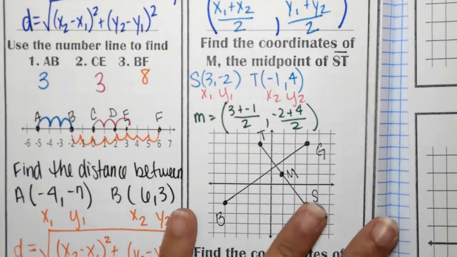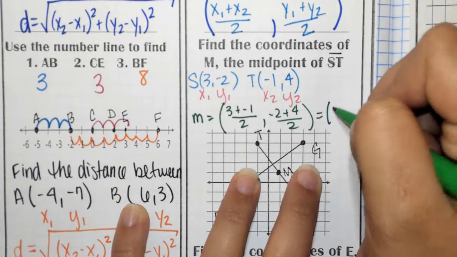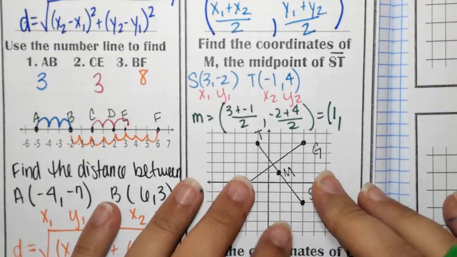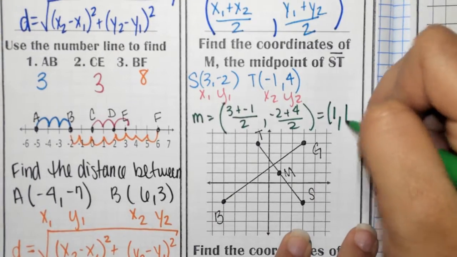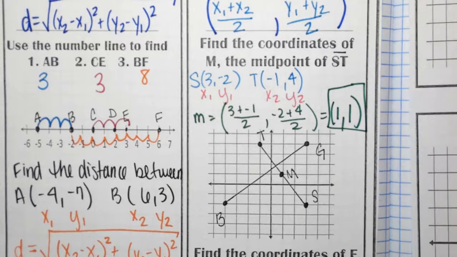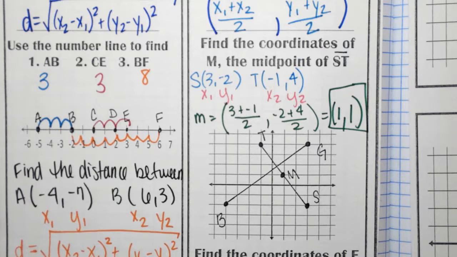All right, what's 3 plus -1? And what's 2 divided by 2? Look at us go. What is -2 plus 4? And what's 2 divided by 2? That's it. That's all you do. So what's easier, midpoint or distance? Midpoint.